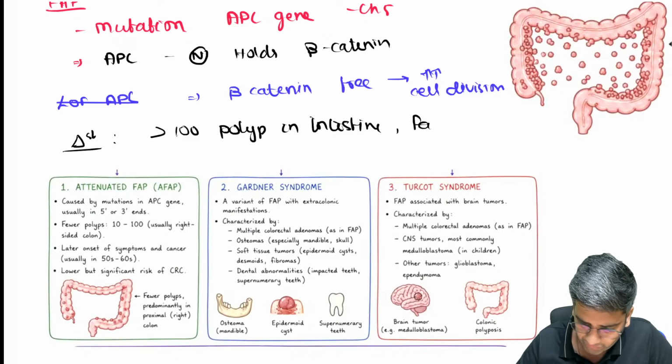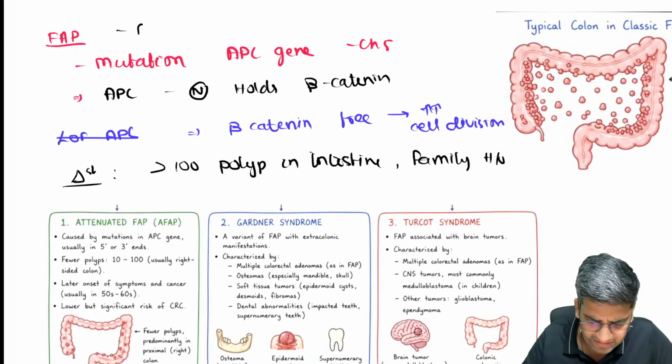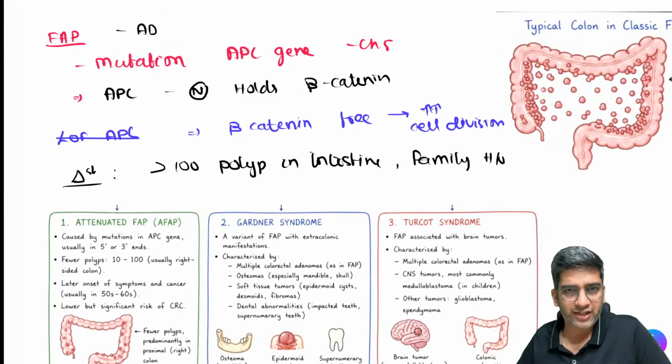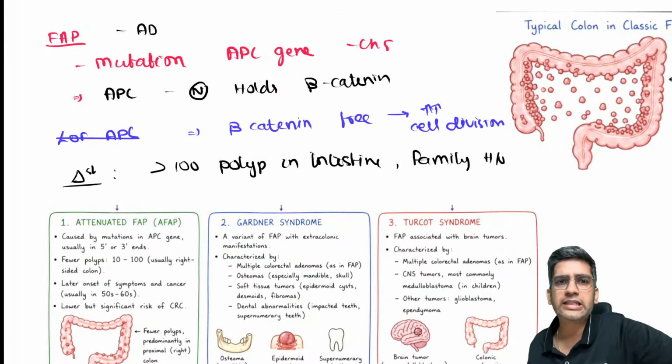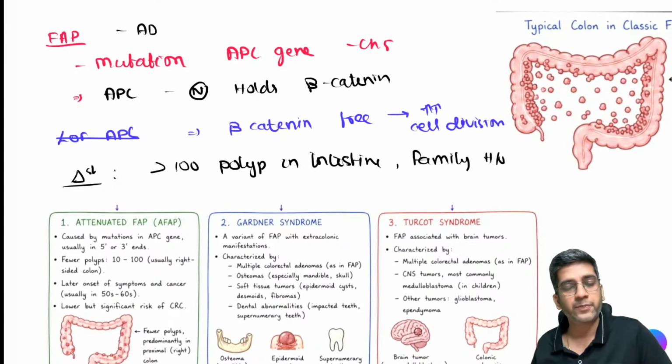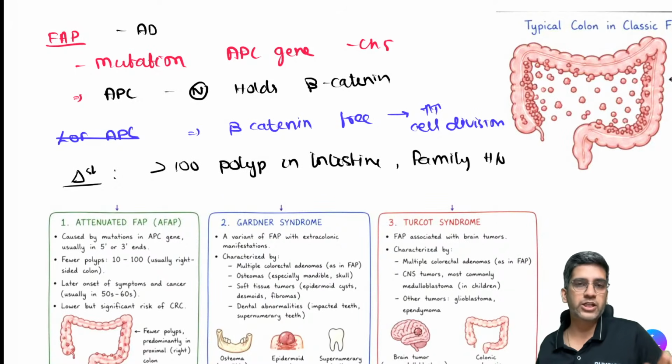Family history will be present because it is an autosomal dominant disorder. Almost every cancer syndrome is autosomal dominant. You know that for a fact, right? More than 100 polyps, family history present. If you do a genetic analysis, APC will be mutated, classical for FAP, right? That is classical familial adenomatous polyposis.